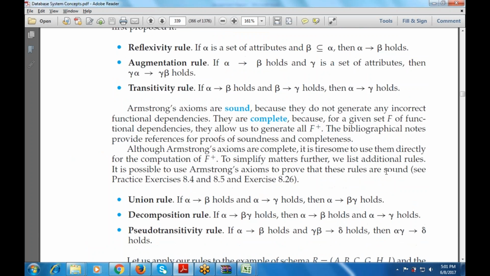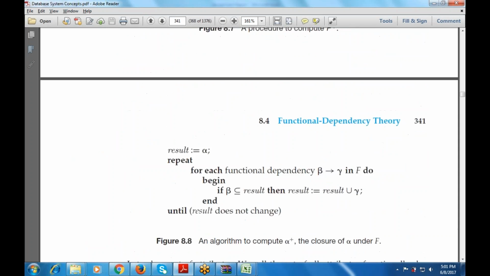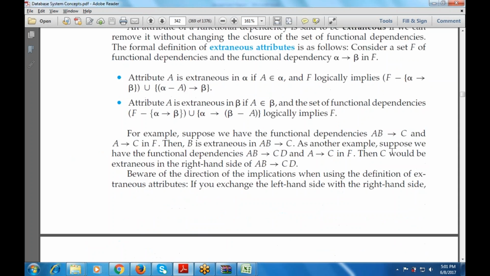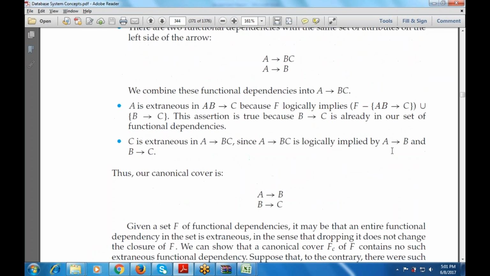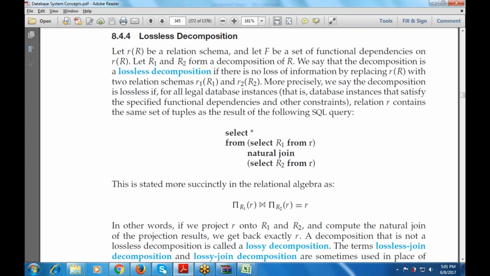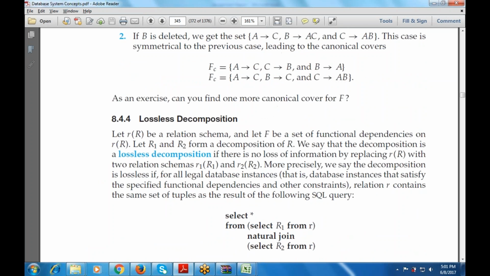Next, this is the theory of functional dependencies. The closure relationship we have done. Canonical form we have done. Lossless decomposition is the next part that I'm going to take in tomorrow's class. So till now, any doubts, anyone?